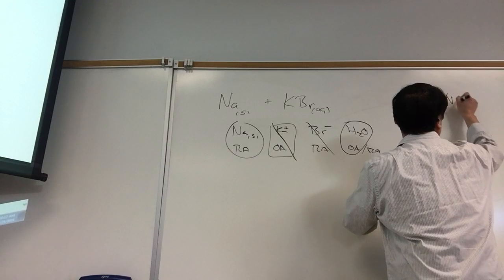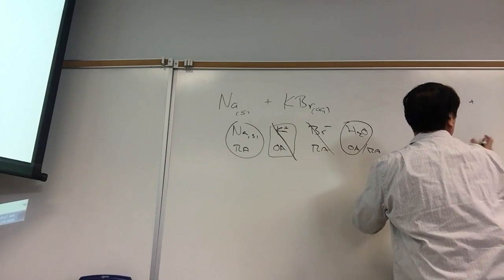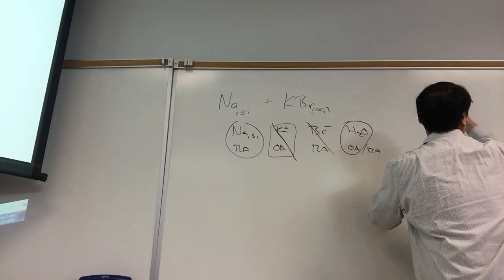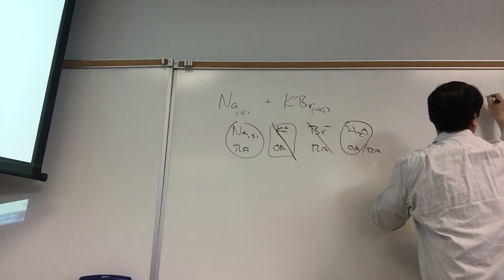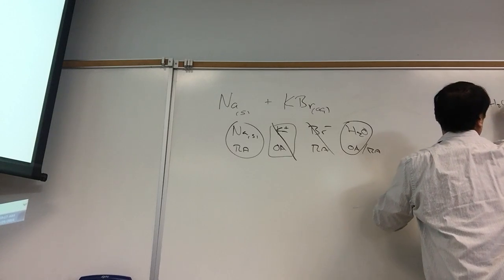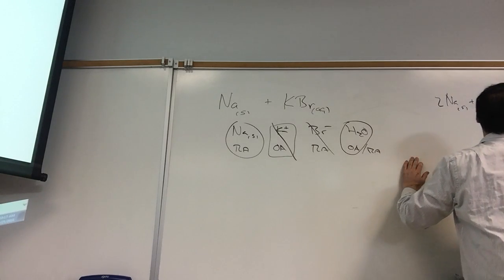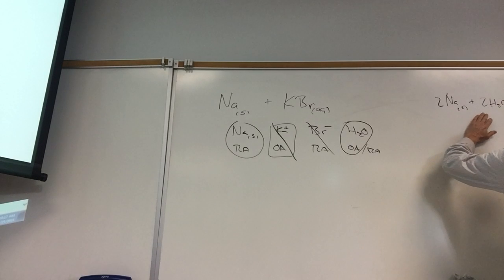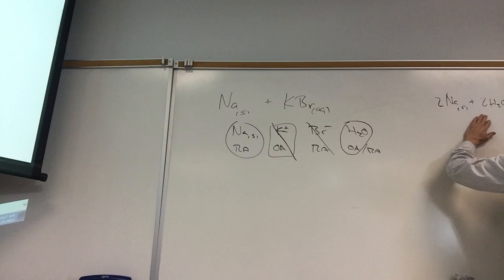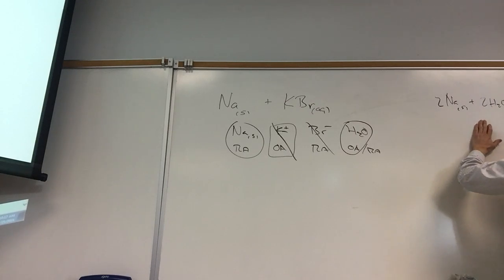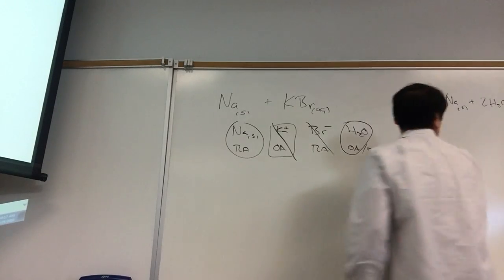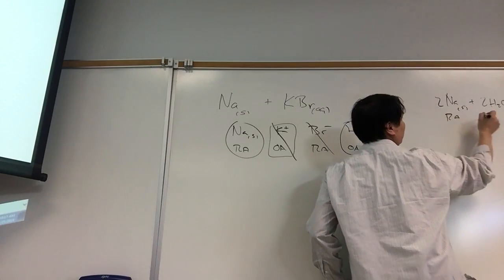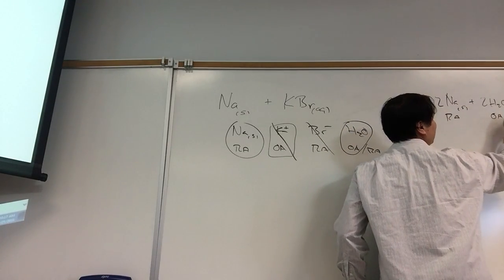So the reaction was between sodium and water. So we add up the two half reactions. And this is what we get. 2 sodium solids plus 2 water yields, actually, let's write this, 2 sodium ions plus hydrogen gas plus 2 OH minus. Then we look for a driving force. So here, this is our reducing agent, here's our oxidizing agent.